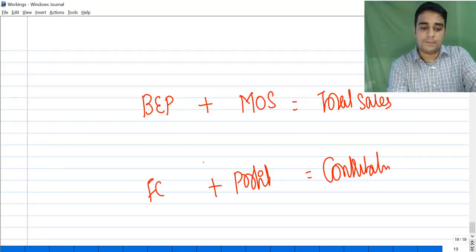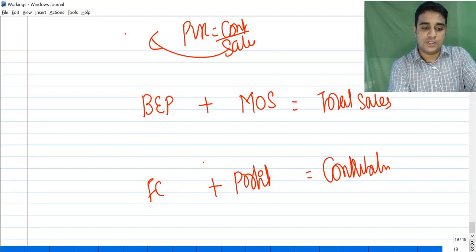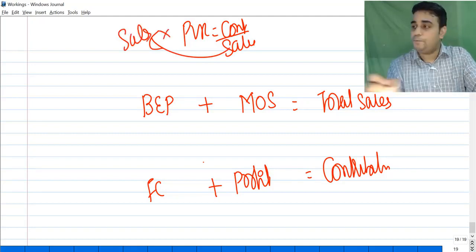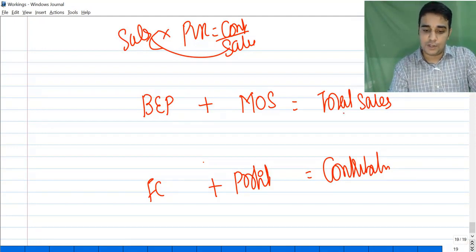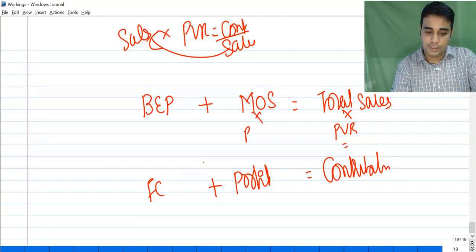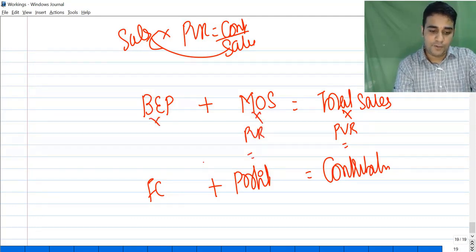What is the formula for PVR? PVR is contribution by sales. Sales goes this side. Sales into PVR is contribution. So listen, sales into PVR equal to contribution, into PVR equal to profit, into PVR equal to fixed cost.